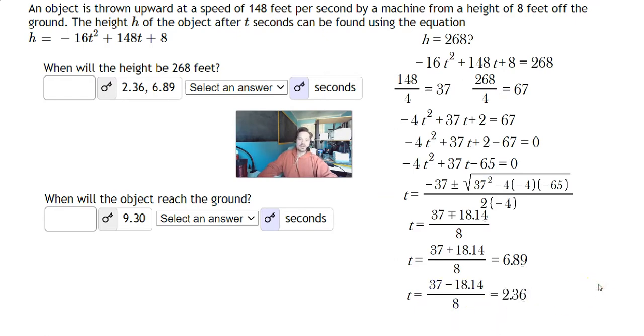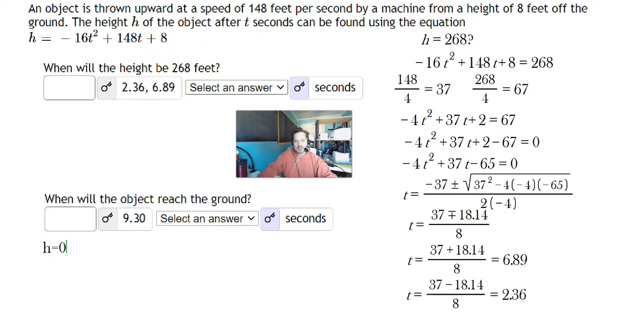So there are two separate values. In other words, as you can see up here, 2.36 seconds into the process and 6.89 seconds into the process is when this object is at a height of 268 feet. That's what those numbers mean. Now the last part says the following: when will the object reach the ground? In other words, that means when will h have the value 0?